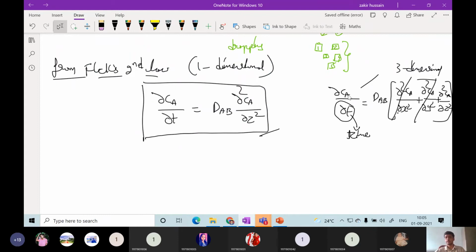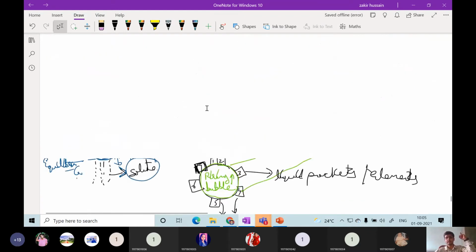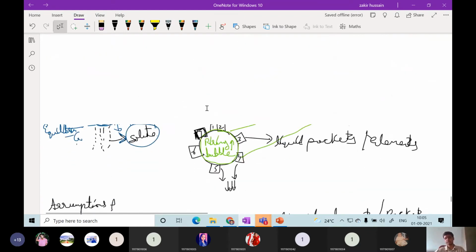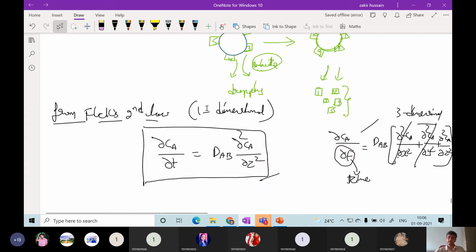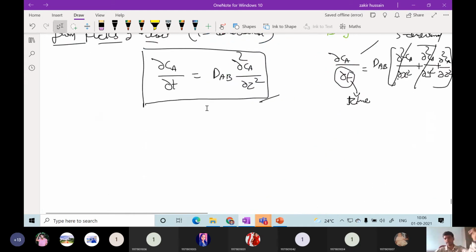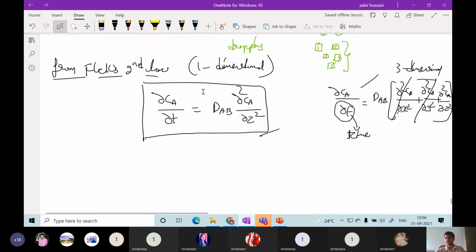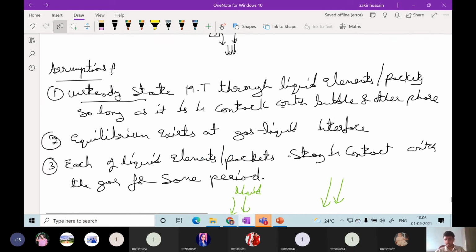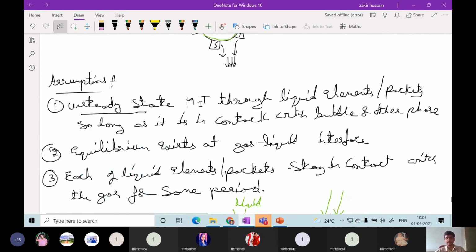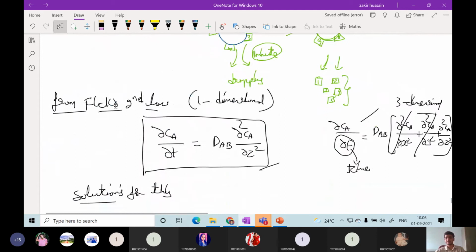Ca is the concentration. Whereas in the film theory we used only Fick's first law. Why? Because it is steady state, there is no role of time there. That's why we used steady state Fick's first law of diffusion there, and here unsteady state Fick's second law. So whenever they are asking about the penetration theory, you have to write this and explain this phenomenon, the bubble and everything.